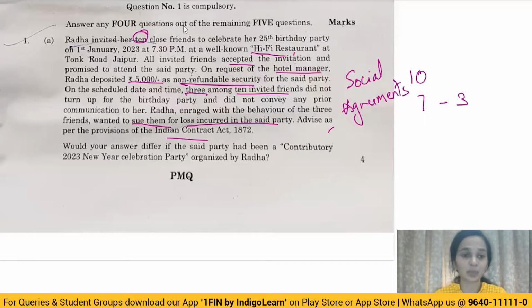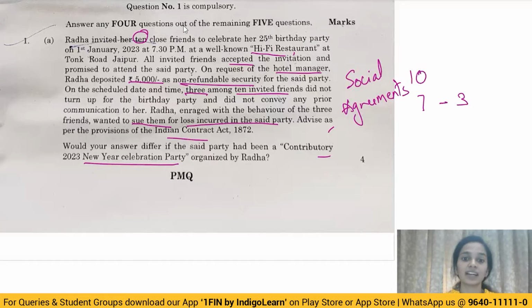Now there's a second part to it, which asks: would your answer differ if the said party had been a contributory 2023 New Year celebration party organized by Radha? Now here the facts of the case have changed a little bit, wherein they ask us that if it had been a contributory party organized by Radha, would the case be different? So yes, the case would have been different. The friends would have to contribute their portion to Radha because the party was that way. But in either case, Radha does not have a right to sue her friends. Let's move on to the next question.